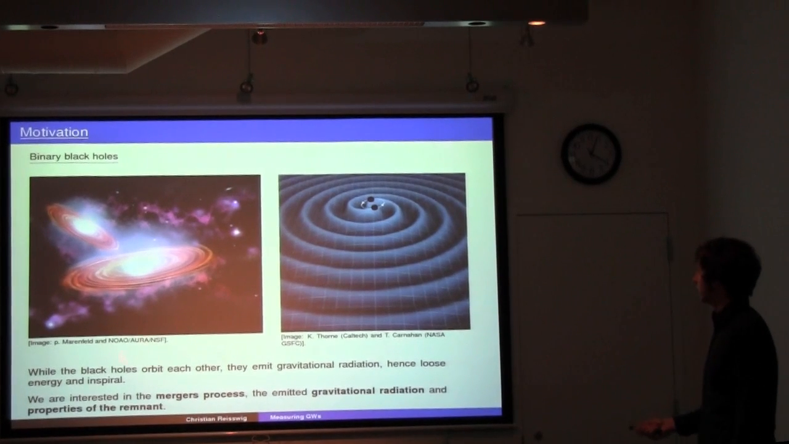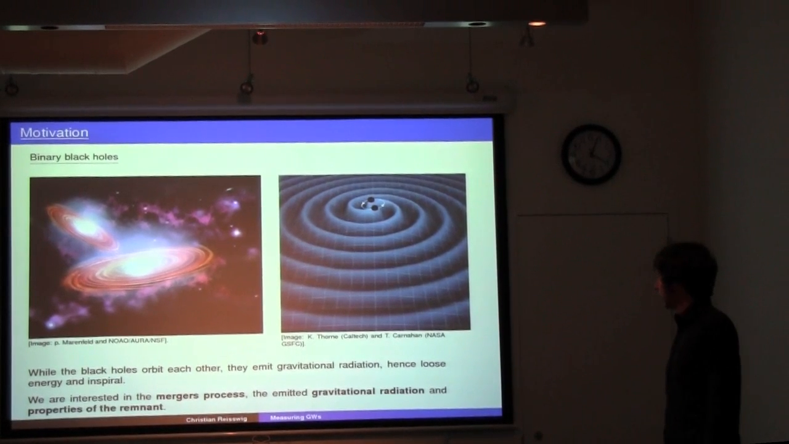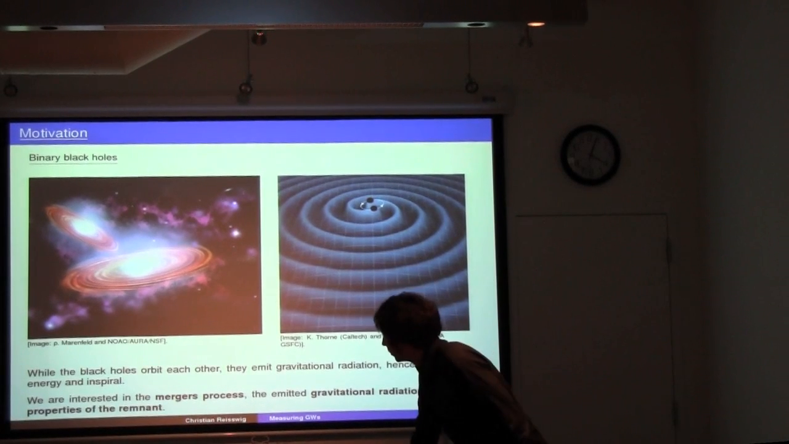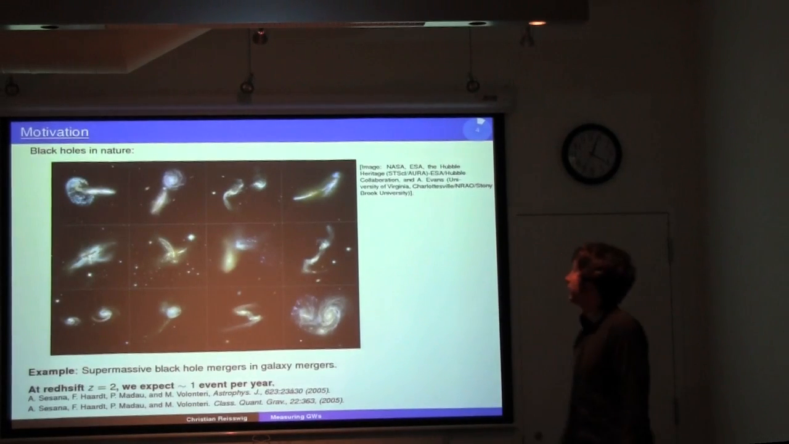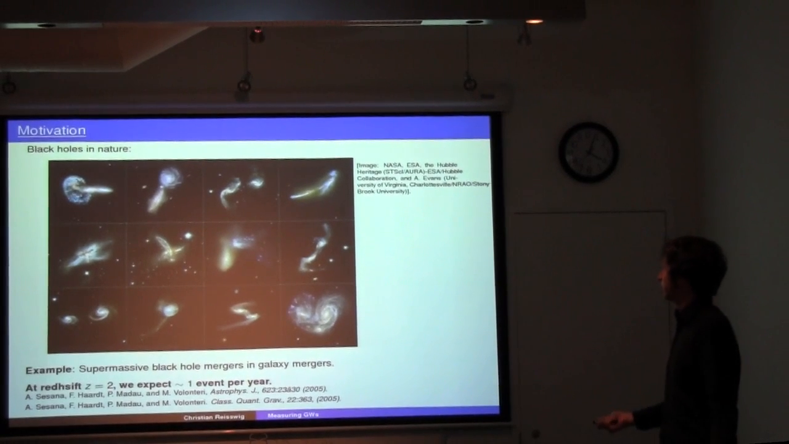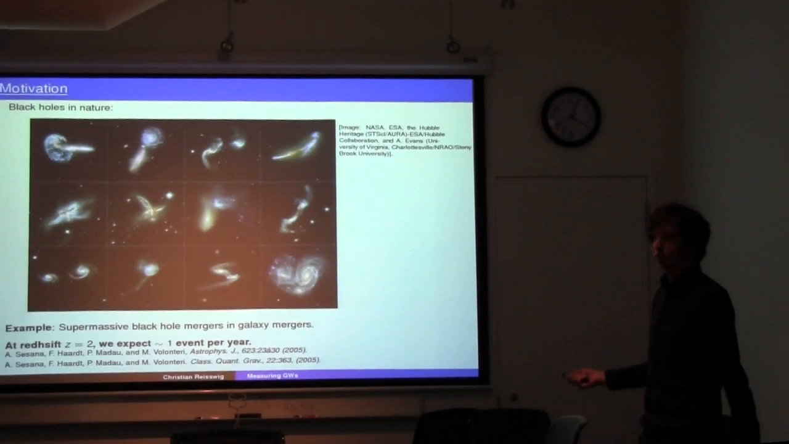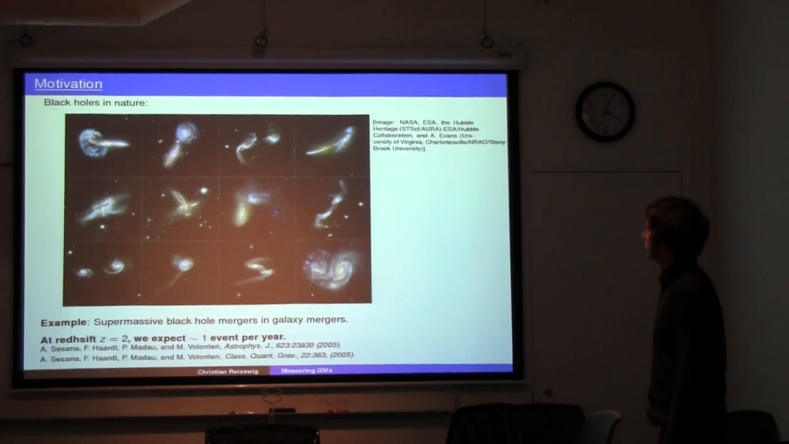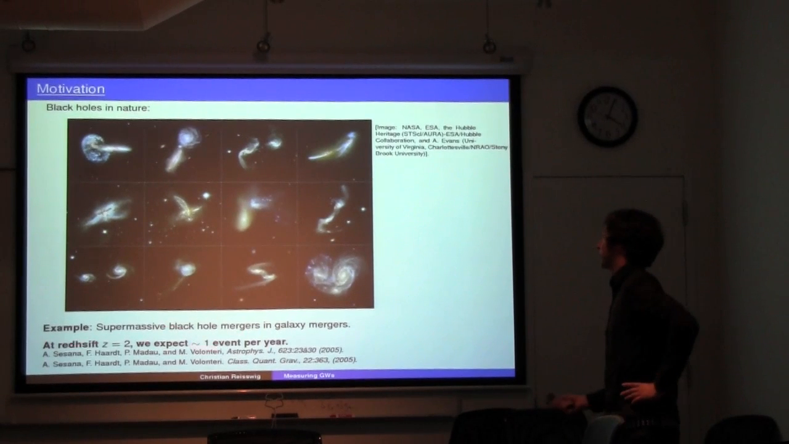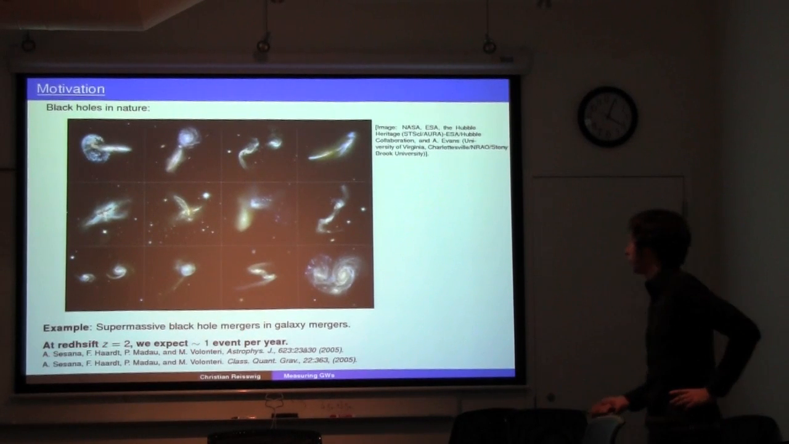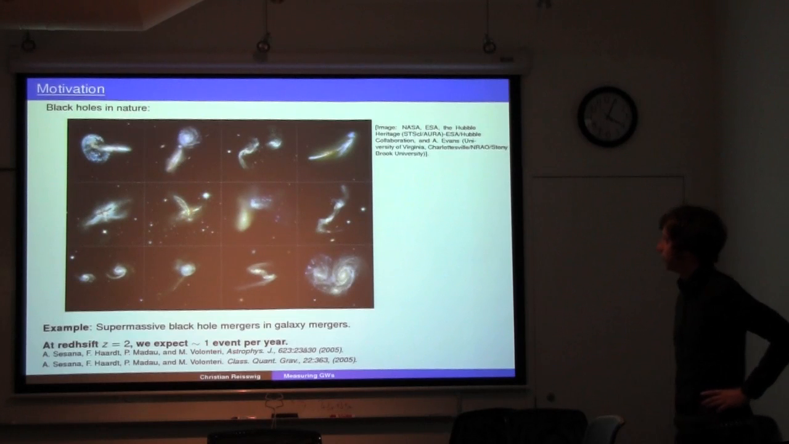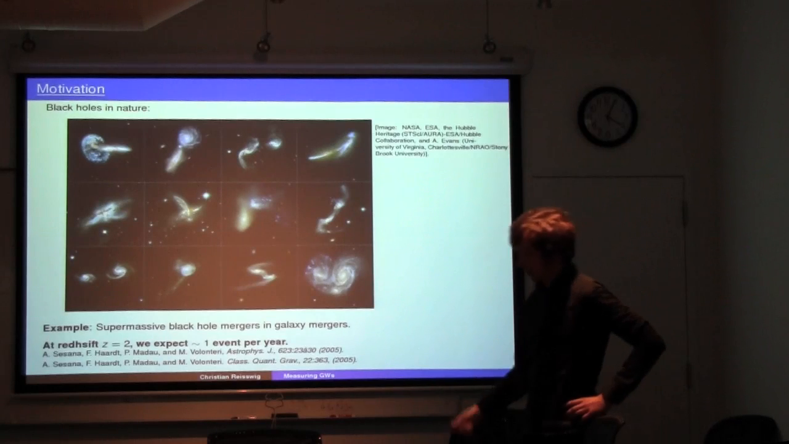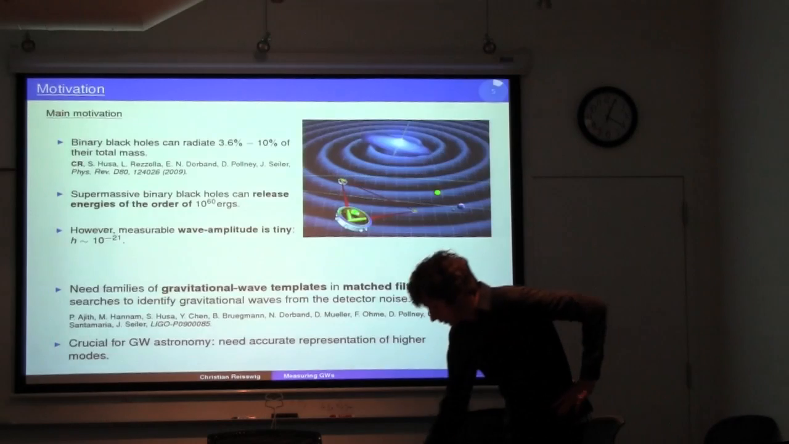All right, binary black holes, everybody knows what this is. Two black holes, as they inspiral, lose gravitational energy through gravitational waves. We're interested in these gravitational waves. Examples are given by supermassive black hole mergers or supermassive galaxy mergers. Here are a couple of fancy photographs from Hubble. There are models that predict that, for example, at redshift z equals 2, we expect one event per year in these galaxy mergers. Whenever galaxies merge, the central supermassive black holes also merge.